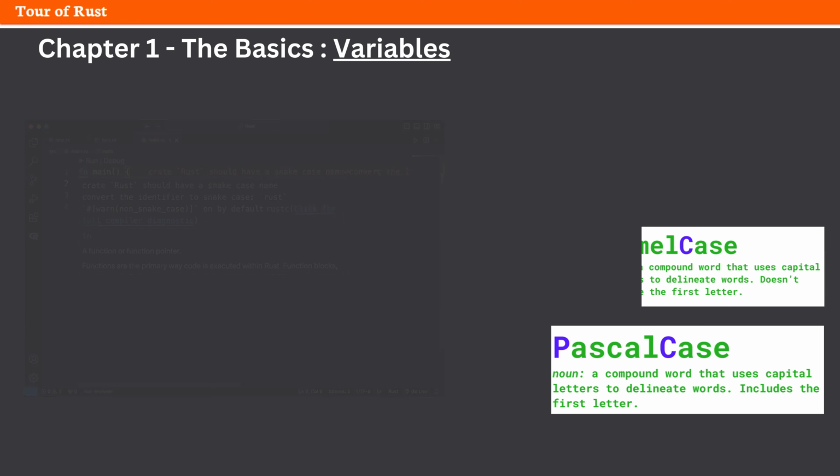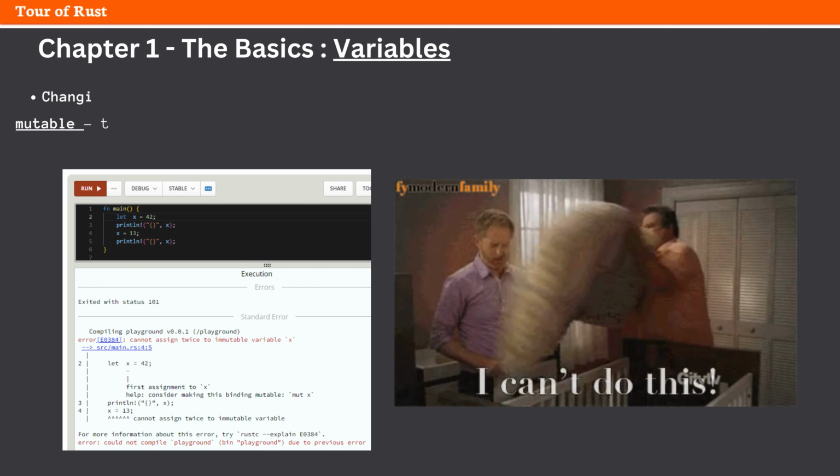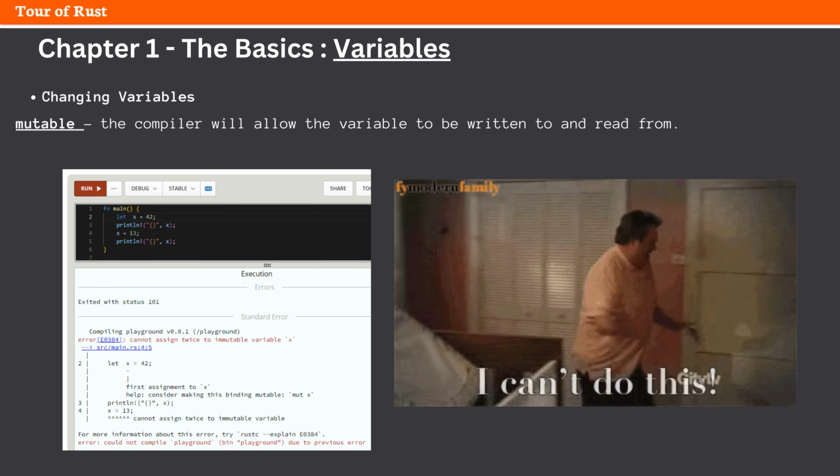Another convention in Rust is that variable names are typically written in snake case, where words are separated by underscores to improve readability. In Rust, variables are immutable by default, meaning that once a value is assigned to a variable, it cannot be changed. To make a variable mutable, you need to use the mut keyword in the variable declaration. This allows you to modify the value of the variable later in your code.